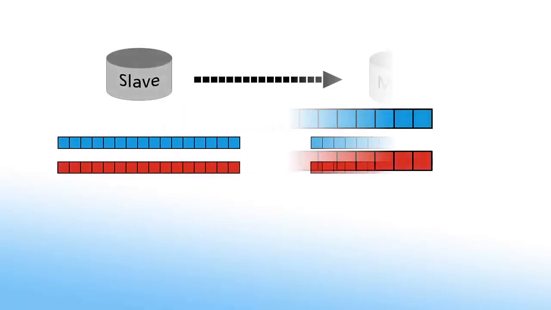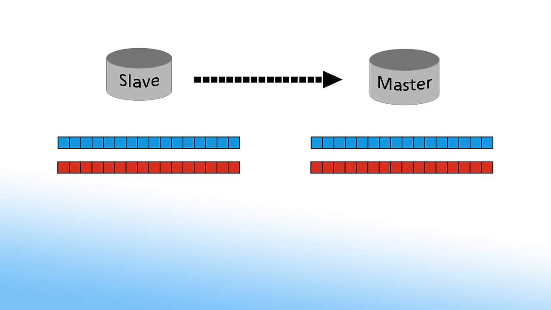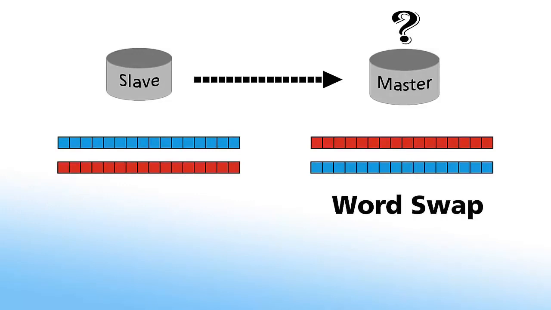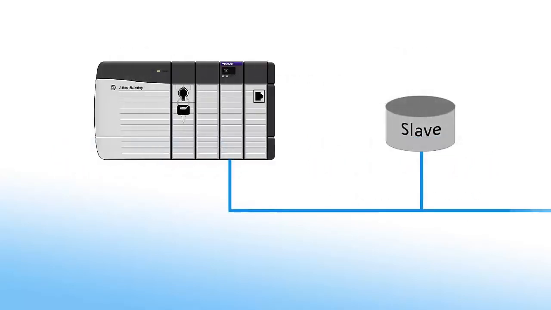The order that bytes or words are sent in doesn't matter as long as the receiving device knows which way they are ordered. If the data is not appearing correctly because the byte or word order is incorrect, ProSoft products feature a byte and word swap function, which will reverse the order in which the data is stored and sent, resolving the issue instantly.